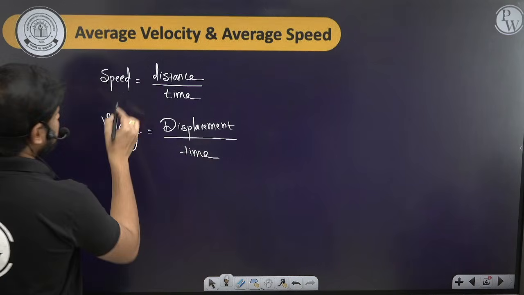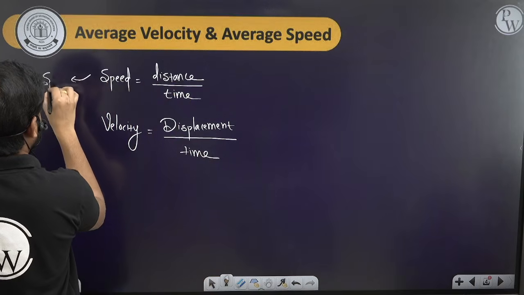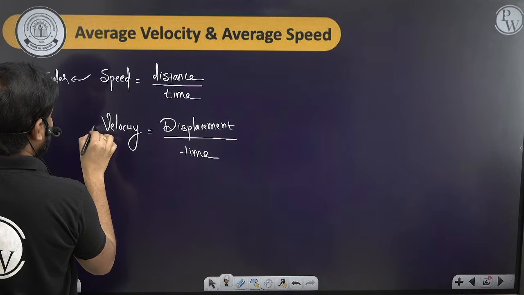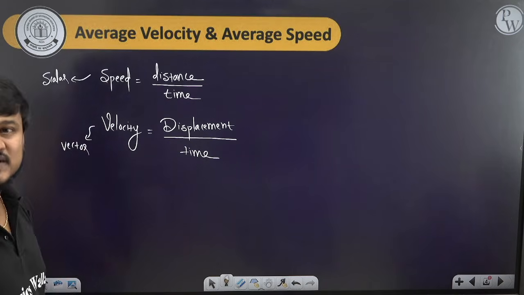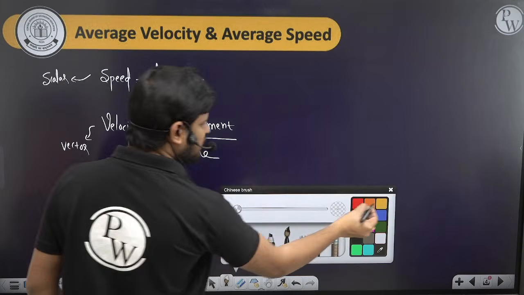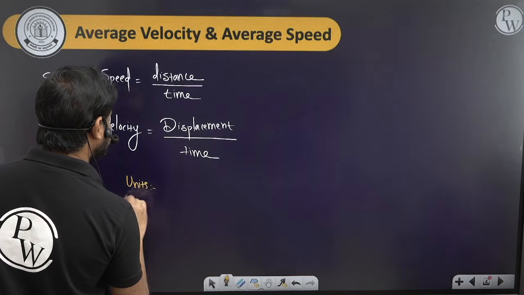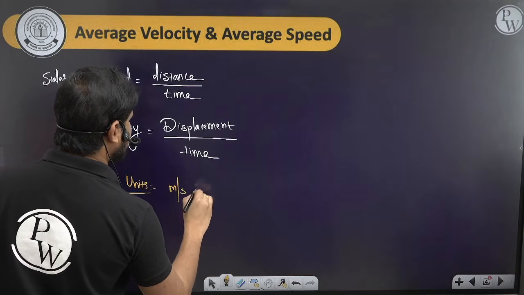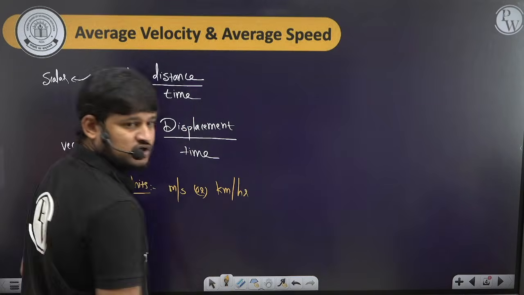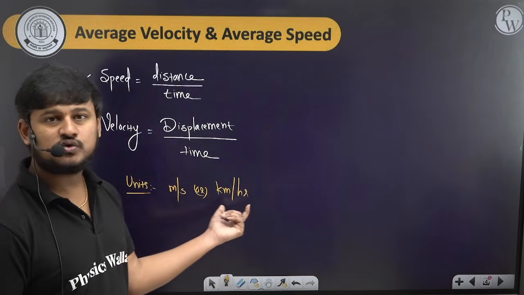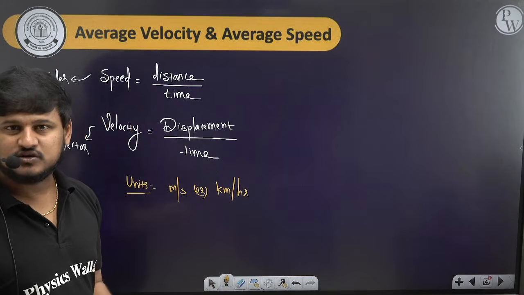So as distance is a scalar quantity, speed is also a scalar quantity, whereas velocity is a vector quantity, which has direction as well as magnitude, right? And what are the units? The units are either meter per second or kilometer per hour. And you know the procedure to convert kilometer per hour to meter per second or meter per second to kilometer per hour.